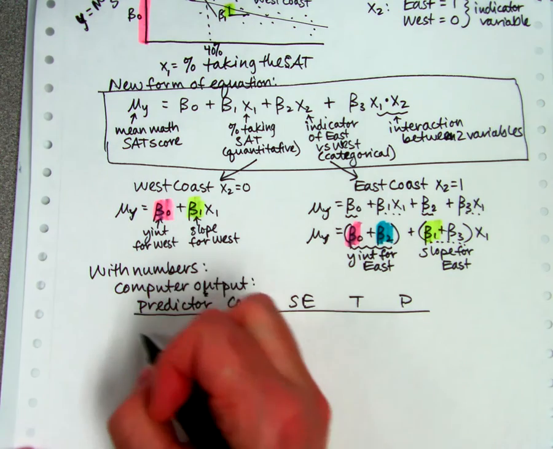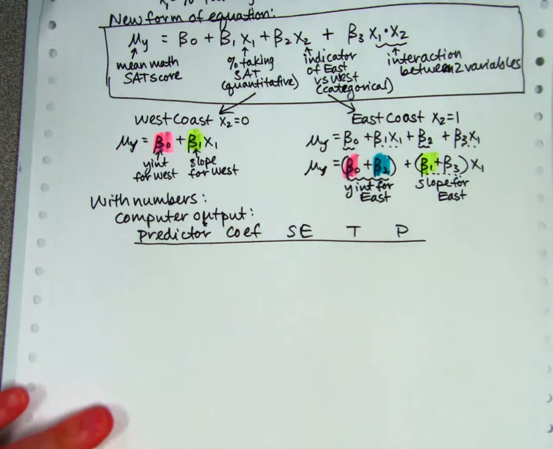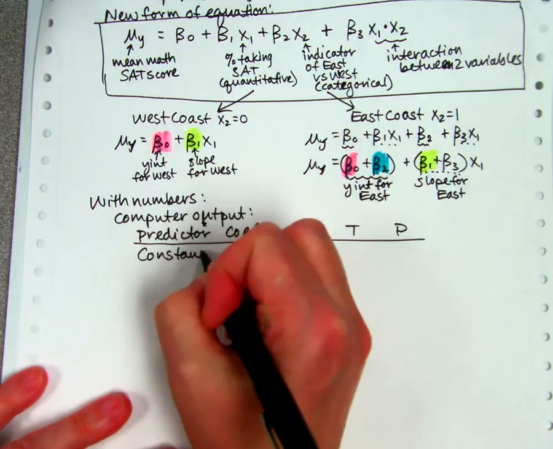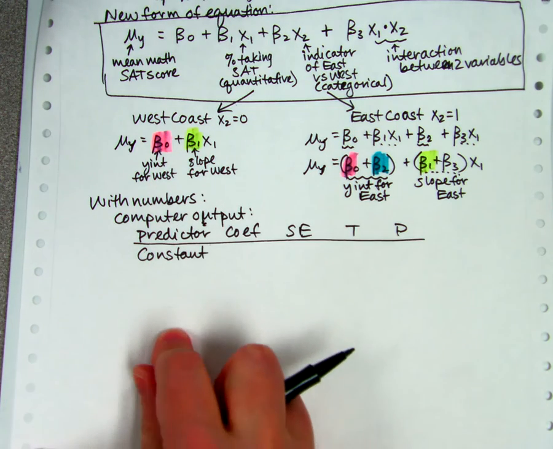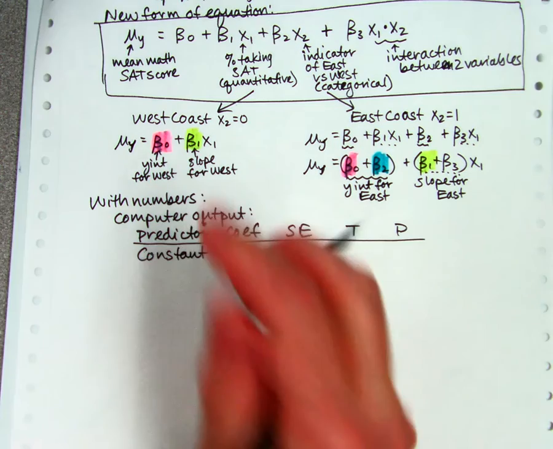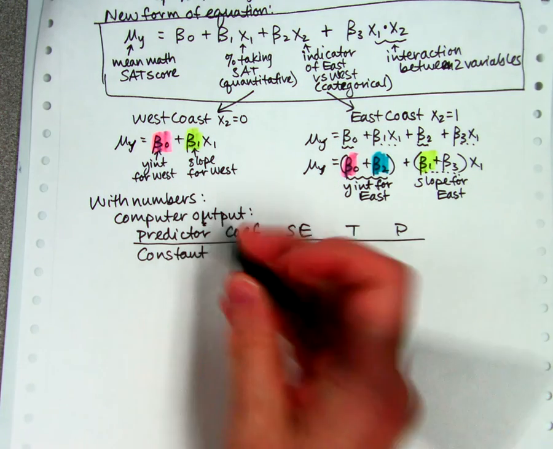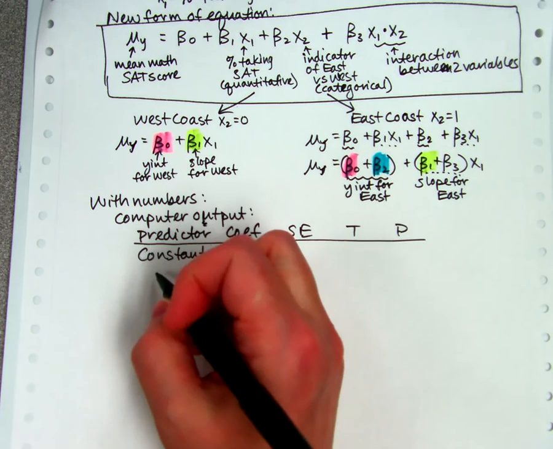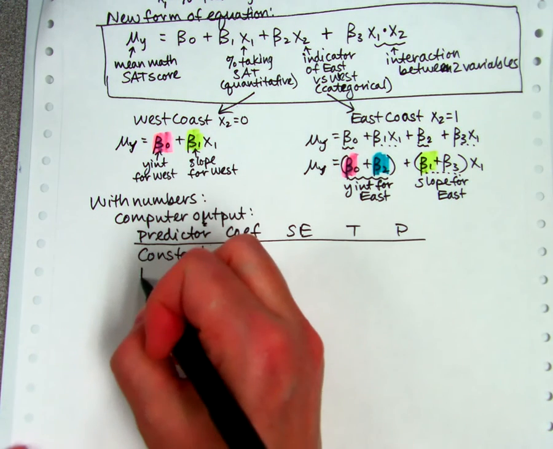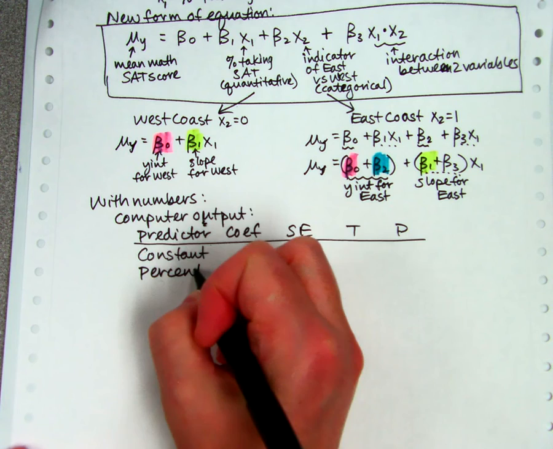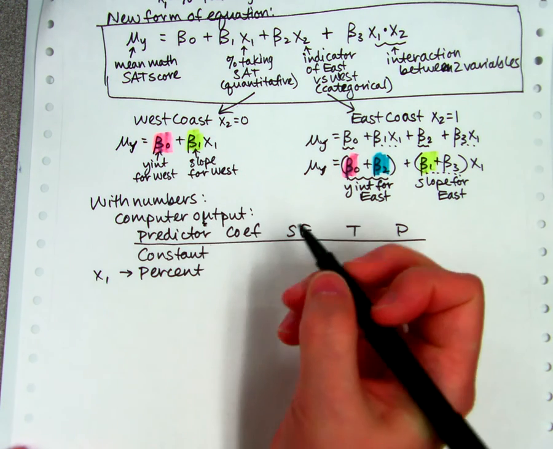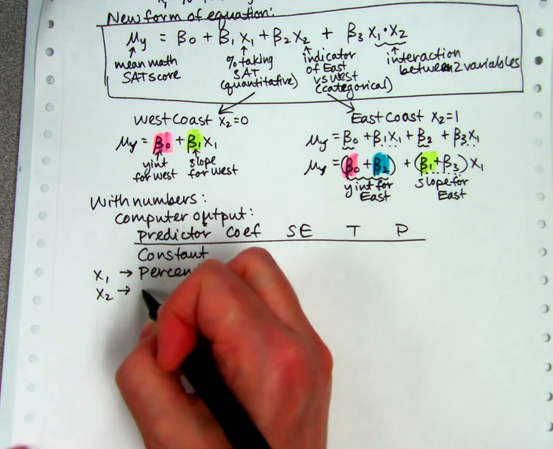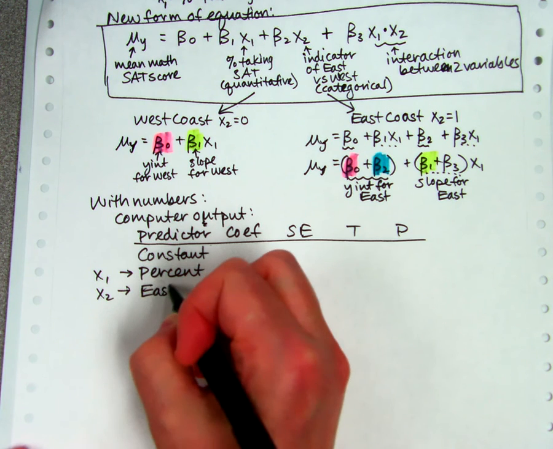But the predictor, okay, let's think about this. The first one's always the y-intercept, right? It's going to say constant. And then it will list the three pieces for beta 1, beta 2, and beta 3. So what we've got is x1 is the percent who take the SAT. That would be the name of x1, or what they coded it for. We have x2, which is our indicator variable, and they called it east-west.